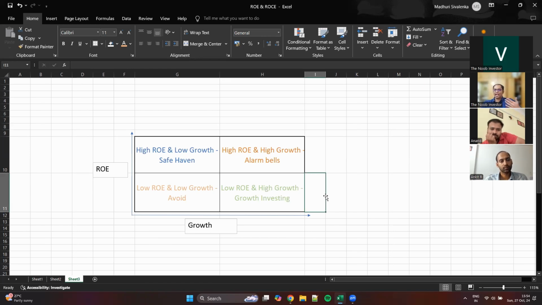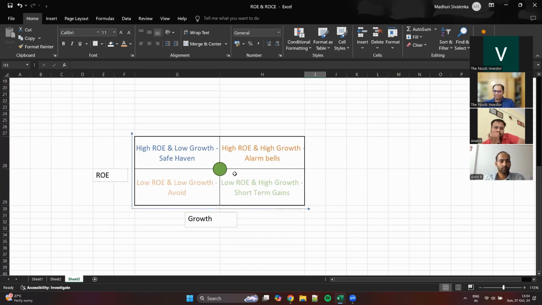Low ROE and high growth is what we talked about with the example of the EMS industry, where we can do growth investing. Right? So growth investing is something which a lot of people do, and especially in small caps and mid caps. And this is where a lot of return can be made. But there is a safer and middle way to do it as well, which is this kind of green blob that you see here.